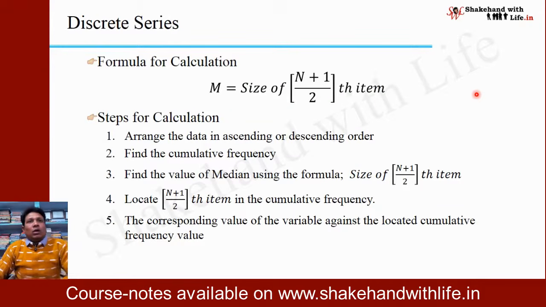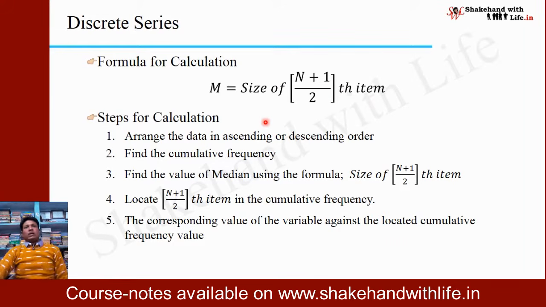Now how would you calculate the median for a discrete data series? The formula for calculation of median for a discrete data series is the same as for the individual data series, odd number data series. So M is the size of (n plus 1) divided by 2 item. This item is the median value.